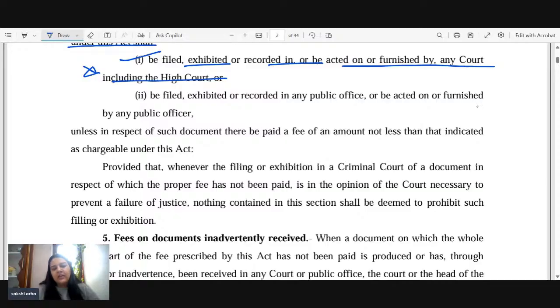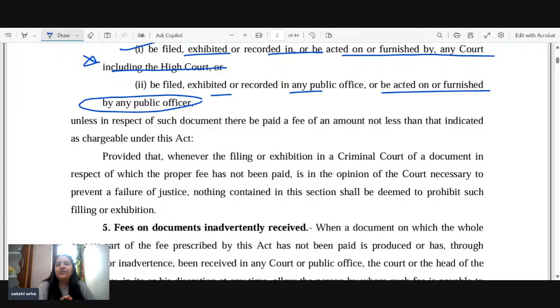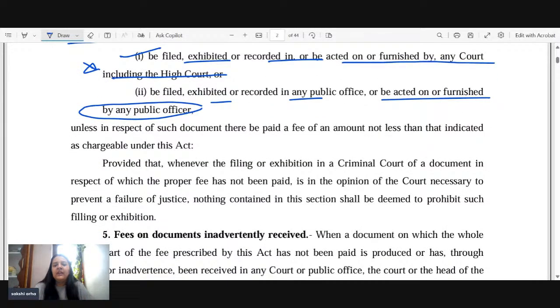Also, it will not be filed, exhibited, recorded, acted upon or furnished by any public officer. Neither the court can take any actions on it, nor can any public officer. So no one can take any action with regard to these documents unless the fee in respect of such document is paid. This is very clear, as we have already read: until you pay the fee, you cannot file, exhibit, record, act upon or furnish the document. Neither a public office, nor a public officer, nor any court, including the High Court, can do so.